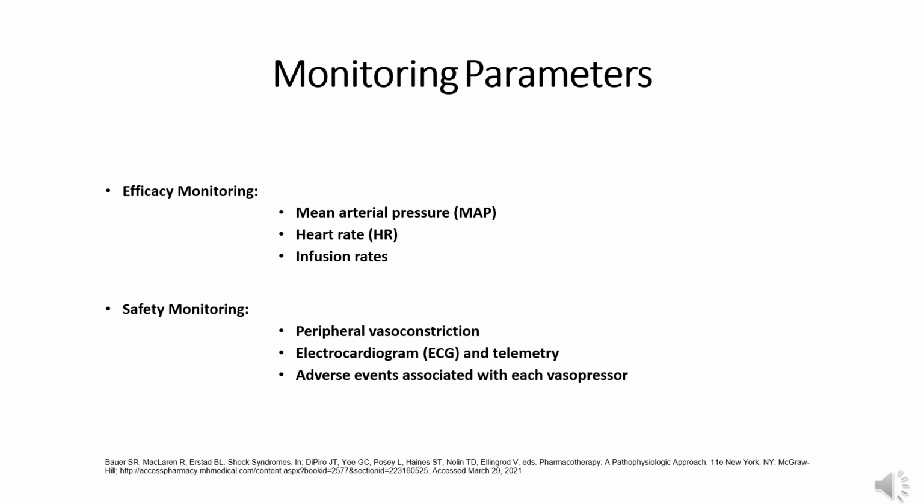Monitoring parameters for shock include efficacy monitoring and safety monitoring. Efficacy monitoring includes mean arterial pressure, heart rate, and infusion rates. For safety monitoring, this includes peripheral vasoconstriction, electrocardiogram, ECG, and telemetry, and adverse events associated with each vasopressor.